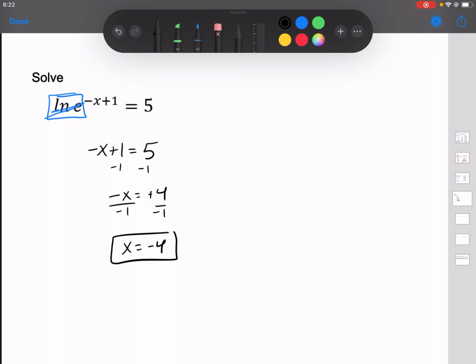And you can plug negative 4 in. That gives you a positive 4 plus 1, so 5. So e to the 5th is greater. So this one works.